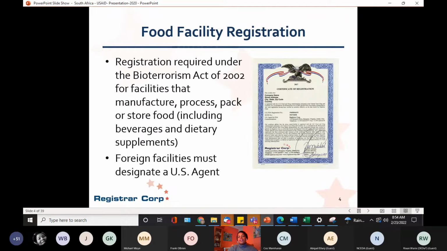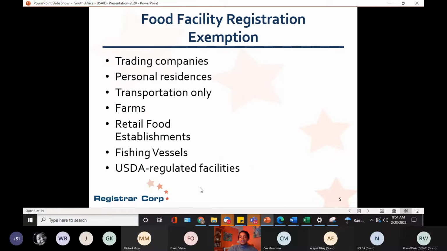Another important thing to think about with your registration is you cannot complete your registration without designating a U.S. agent. What is a U.S. agent? A U.S. agent is not somebody that you're doing business with, but it is the person there for communication purposes if FDA has a question about your product, your processes, or your company. FDA is not calling South Africa. They're going to call your U.S. agent. So when you register your facility, you have to have a U.S. agent designation, or you cannot complete the registration.